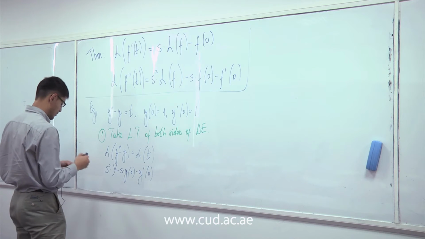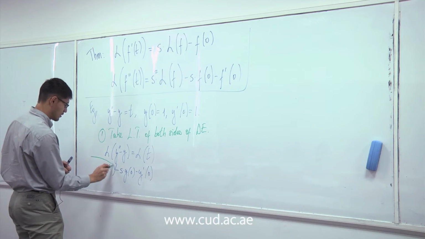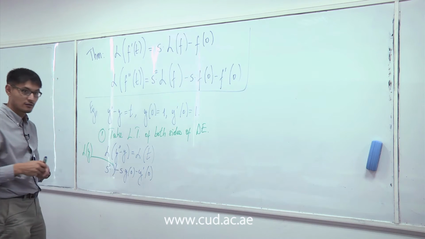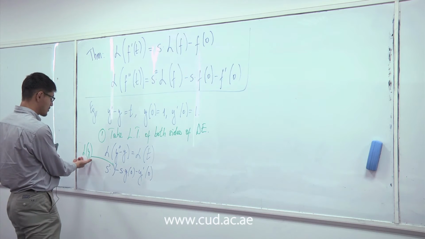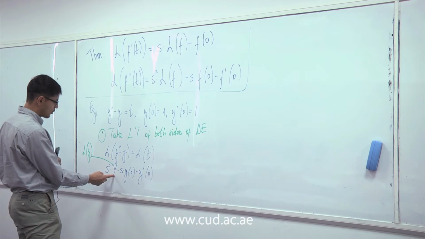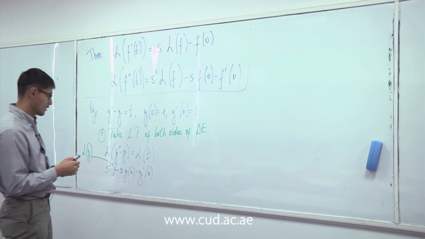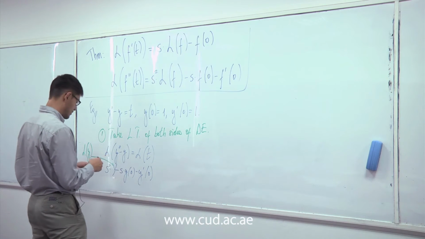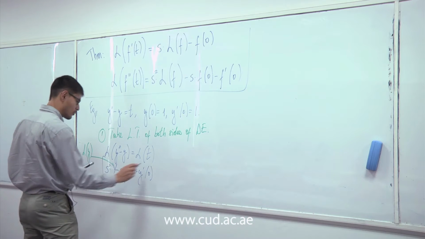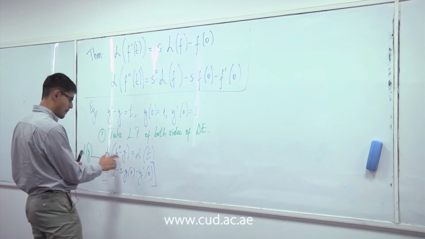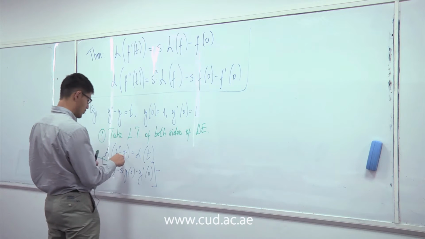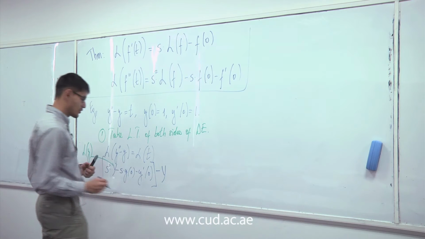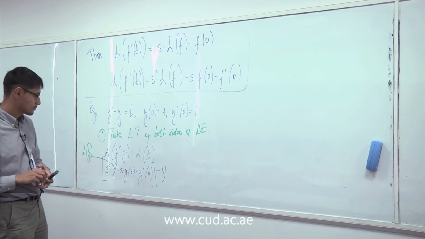Okay, so maybe I should make a note here. This is just the transform of little y. We don't know what the transform of little y is. We just call it capital Y for now. All right, and then what else do we have here? Minus. So this was the transform of y double prime, and then we have minus transform of little y. Again, we don't know what the transform of little y is. We're going to just call it capital Y for now.